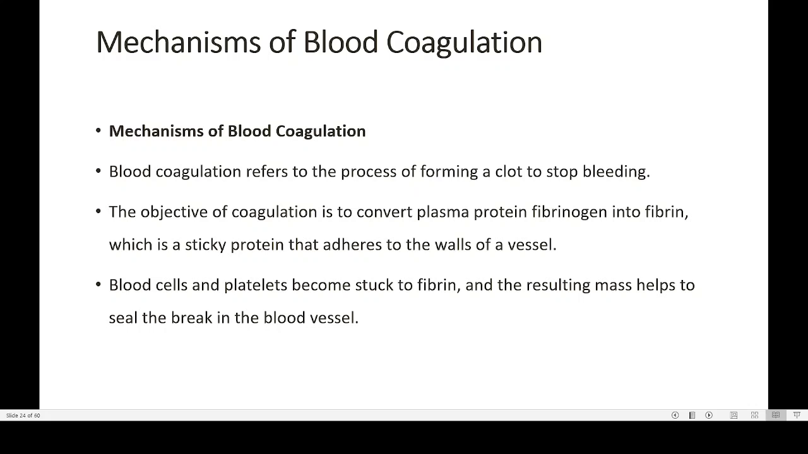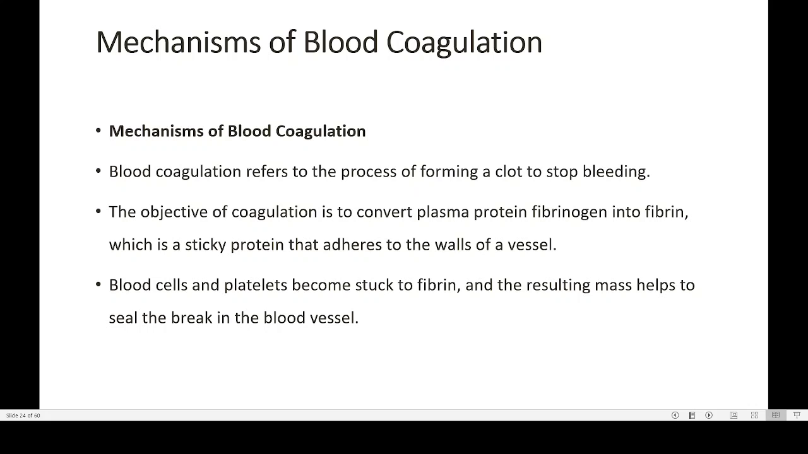Now please listen here. What we were discussing in our earlier classes was the different types of WBC and also RBC, then a little bit about platelets. Now this is another important topic, that is blood coagulation. What is the mechanism of blood coagulation? Probably you can expect questions on this topic.